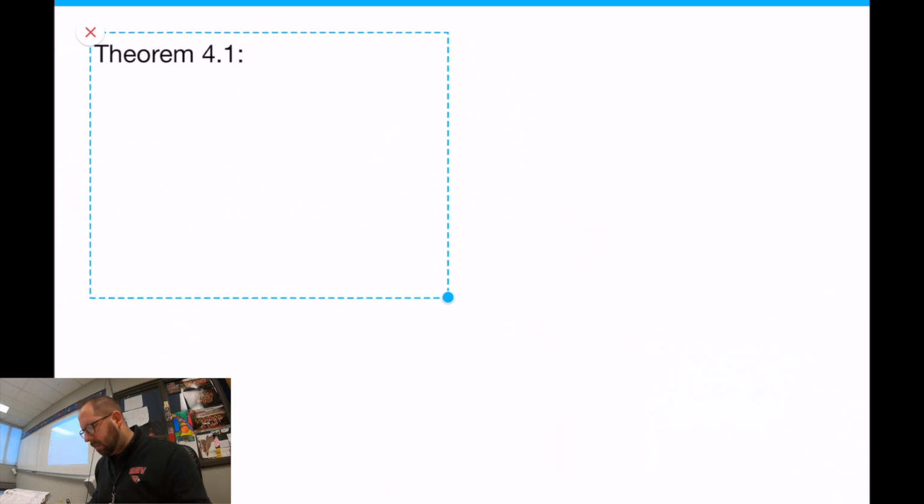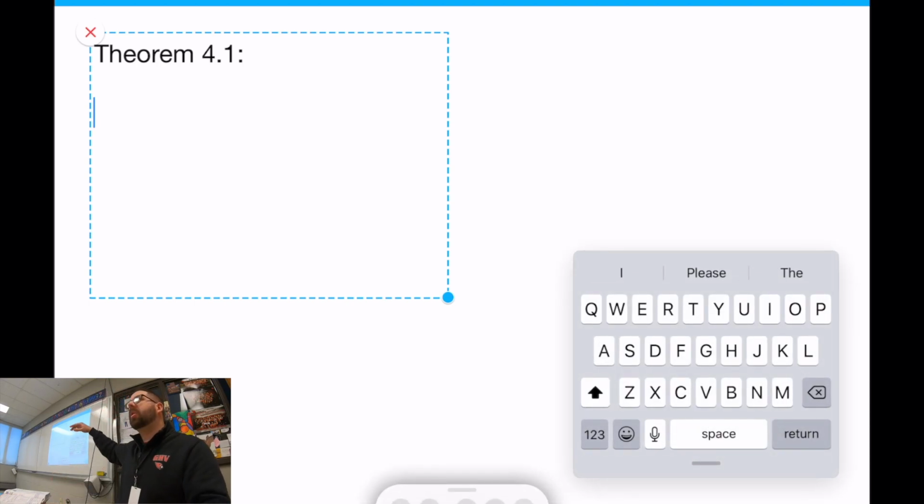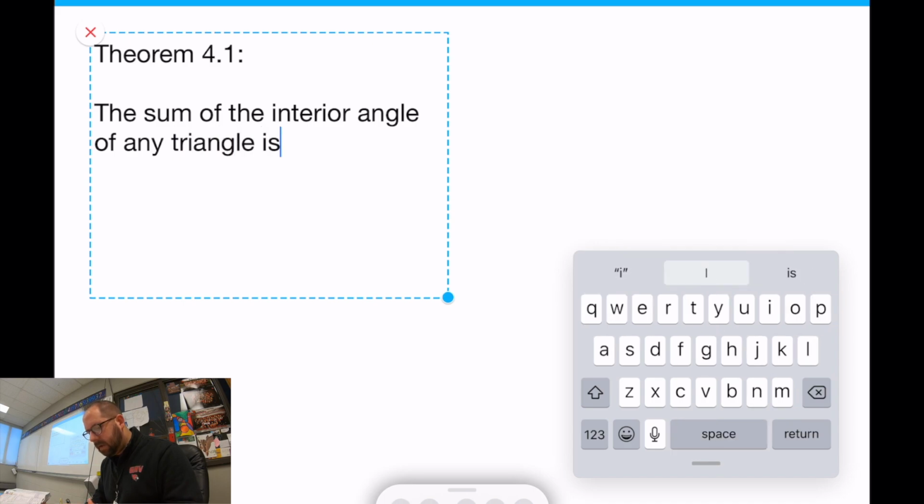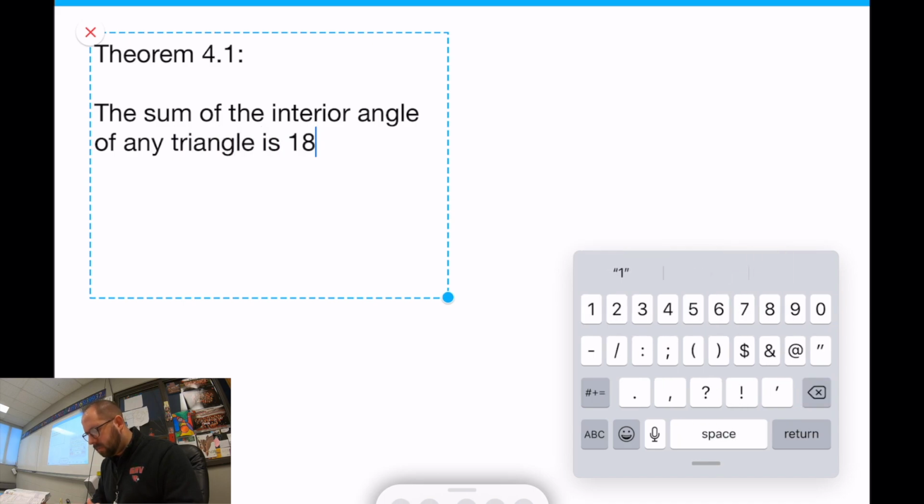So again, how they name them. The first number that you see on a theorem is the chapter you're in. Then the number that comes after the decimal is what theorem number you're actually on. So we're on the first theorem of chapter 4. But again, it's called the sum of the interior angles. So yeah, the sum of the interior angles of any triangle is 180 degrees. That'll be my degree symbol.